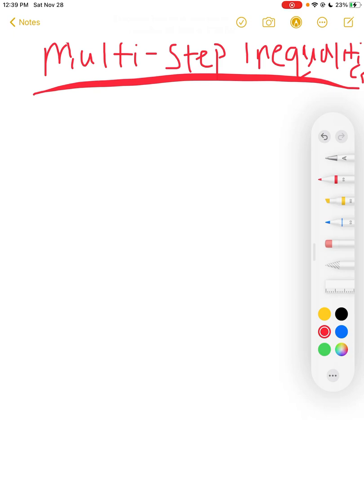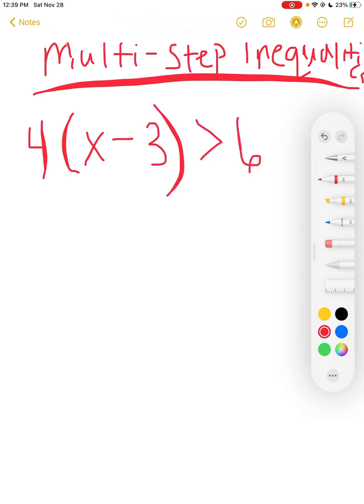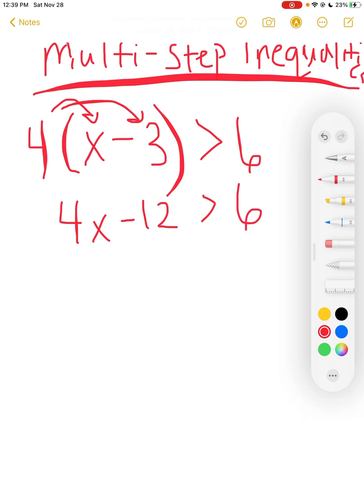We just want to be aware of that as we're solving, because that also applies to our multi-step inequalities. All right, you guys, here's our first example we're going to try today. 4 times the quantity of x minus 3 is greater than 6. So we're going to see parentheses a lot more with multi-step inequalities, but we're going to solve this just like we would an equation. We start by getting rid of those parentheses by using distributive property, taking 4 times x and 4 times negative 3. That gives us 4x minus 12 is greater than 6.